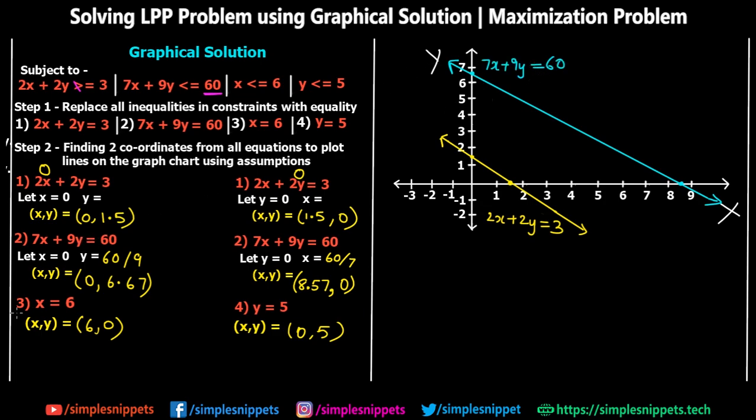Now let's talk about line number 3, that is x equals 6. As I mentioned, it is a perpendicular line to the x-axis which passes through x coordinate 6 and y coordinate 0.